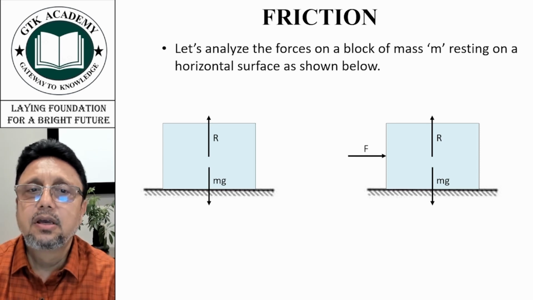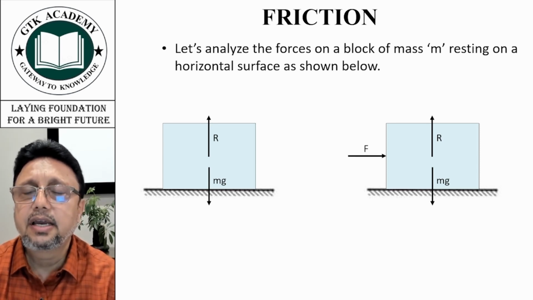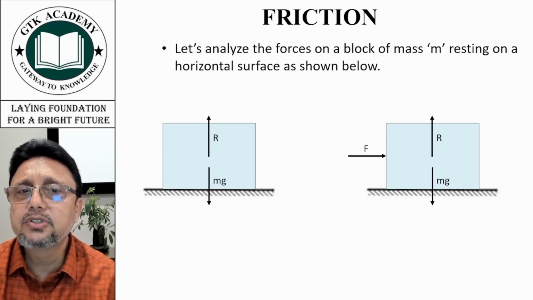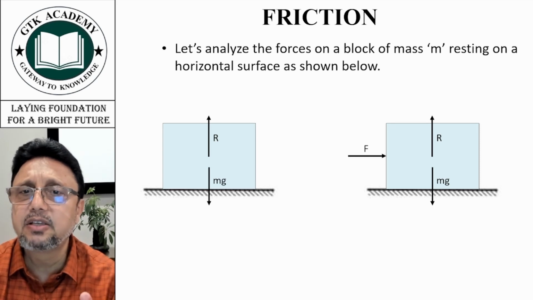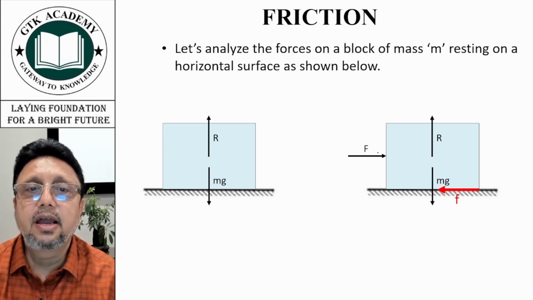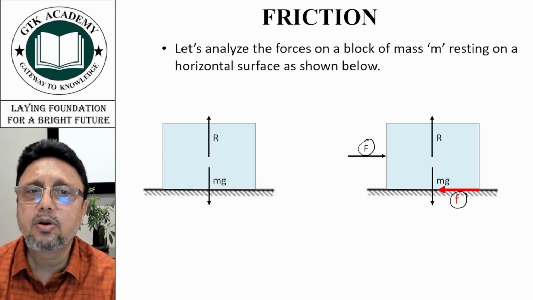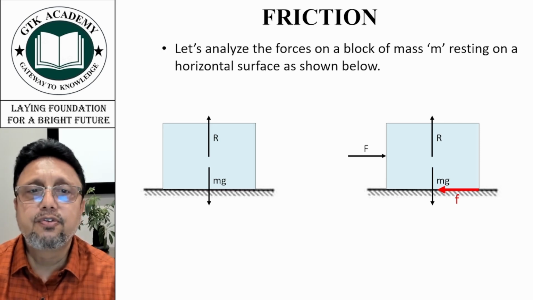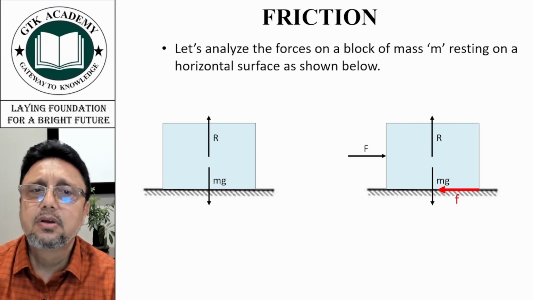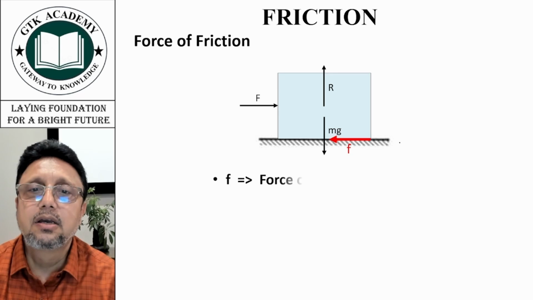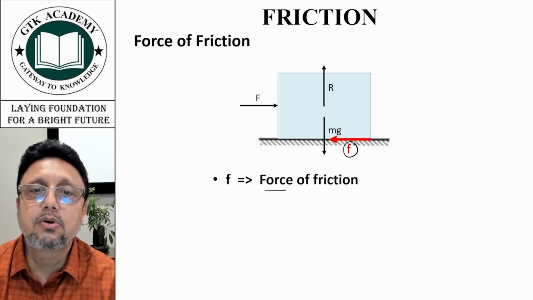Now what happens? If you apply some force here, as I have said earlier, immediately an opposing force comes. Otherwise it should move. If you apply a very little force here, you will see that in many of the cases it will not move. So there is a force which opposes this F, and this F is equal to this force. Then only it will not move. Otherwise, if this F is greater than small f, it will move. So that means this small f is the force of friction.